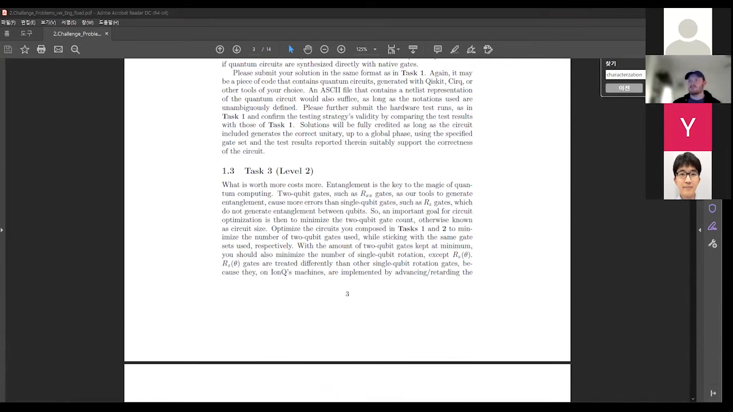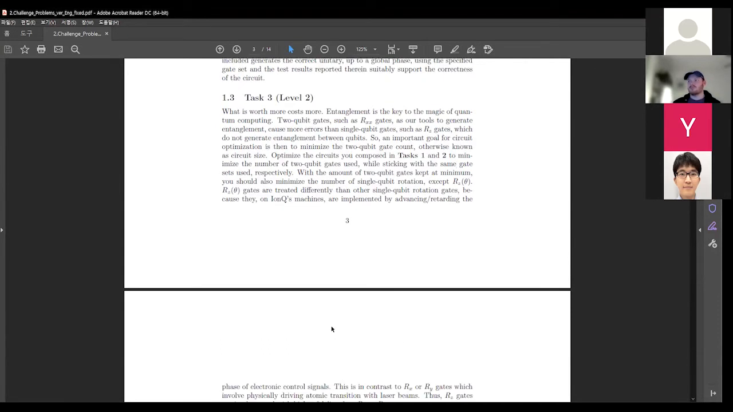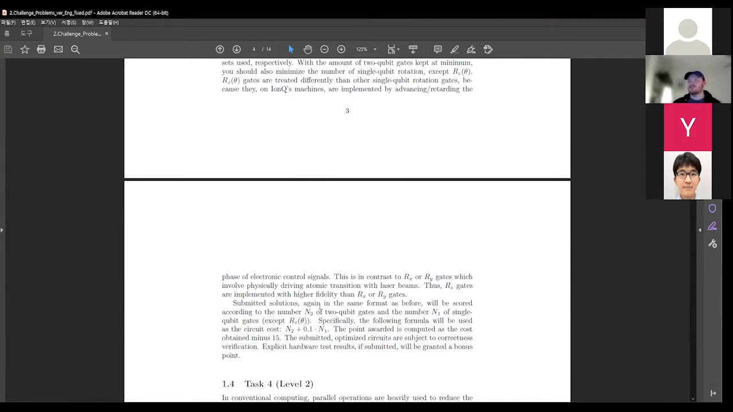Yeah, he meant when he wants to confirm how the gate works. I see. Let me try to quickly read.